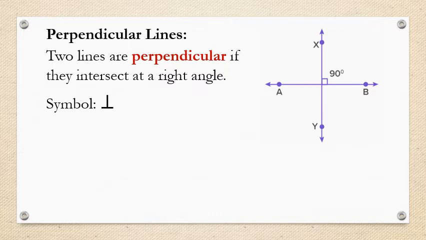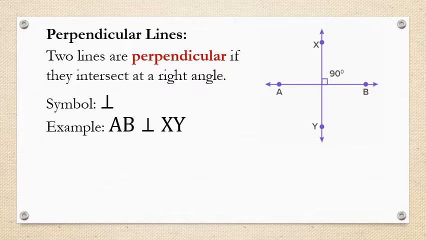The symbol for perpendicular is an upside down T, capital T. We have a lot of symbols in math, and they sure make it a lot easier to write math statements fast. For example, we have AB is perpendicular to XY.